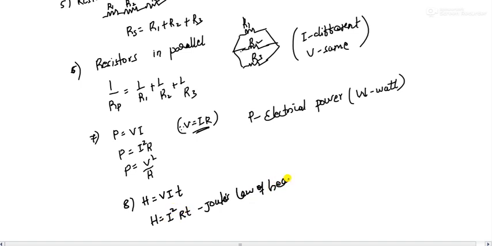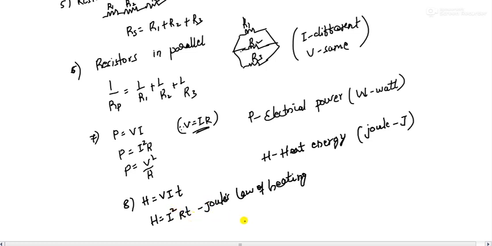Joule's law of heating. What is H here? It is the amount of heat, so you can just write heat energy dissipated. Its unit is joule. All these units should be written in small letters, but their symbol is a capital one. So this much you have to remember.